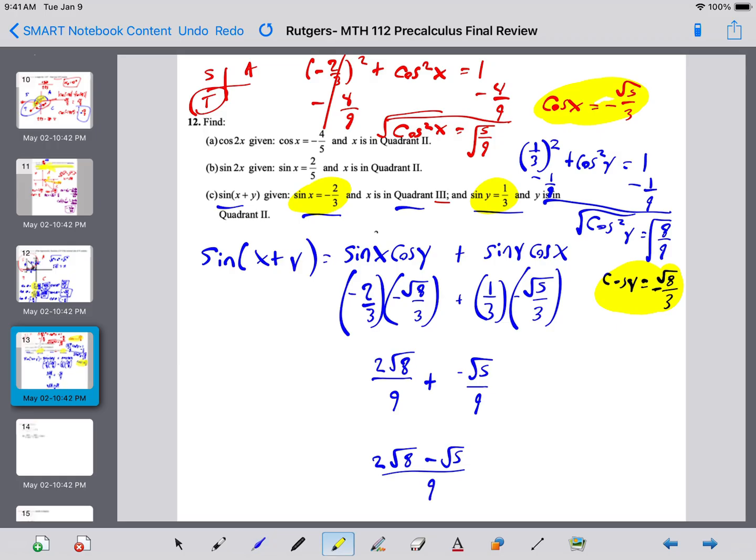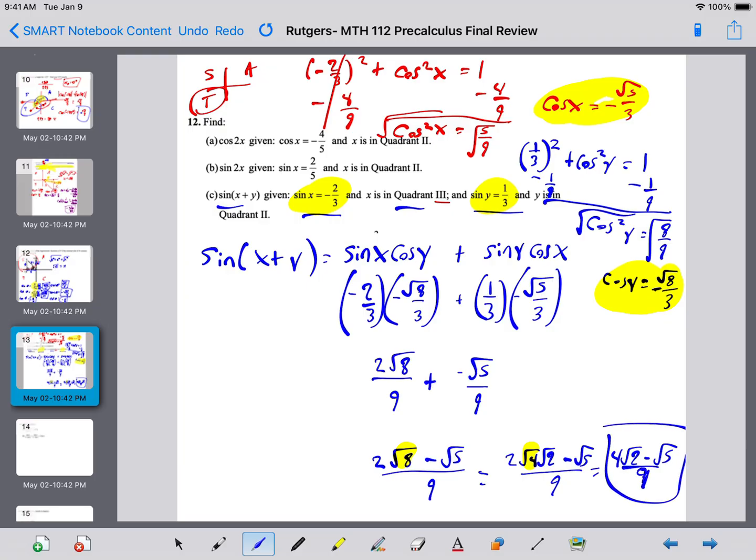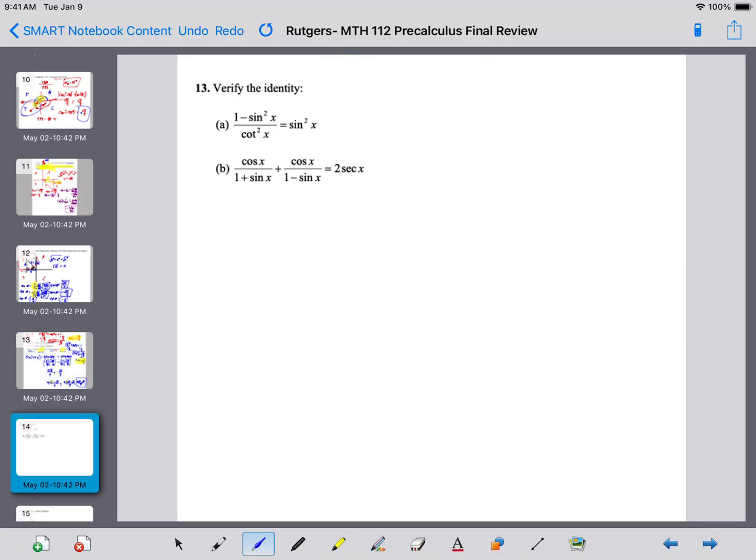And then this is where I would probably convert. So we have 2 radical 4 times radical 2, because you could separate roots by multiplication. Then this is just 2, so 2 times 2 is 4. So we have 4 radical 2 minus radical 5 over 9. Okay, so that's question 12. We did A, B, and C. Okay. Now we want to verify the identities below.